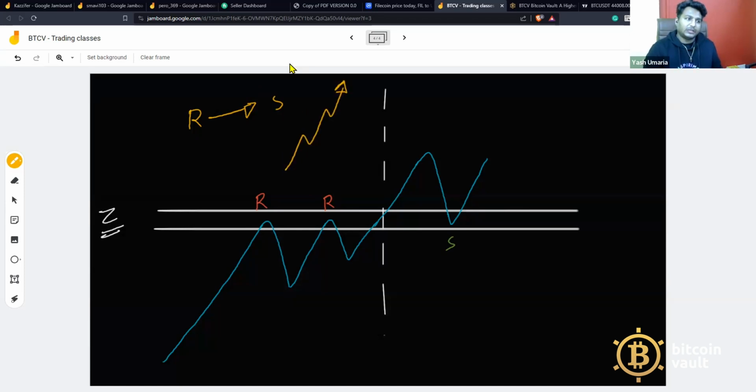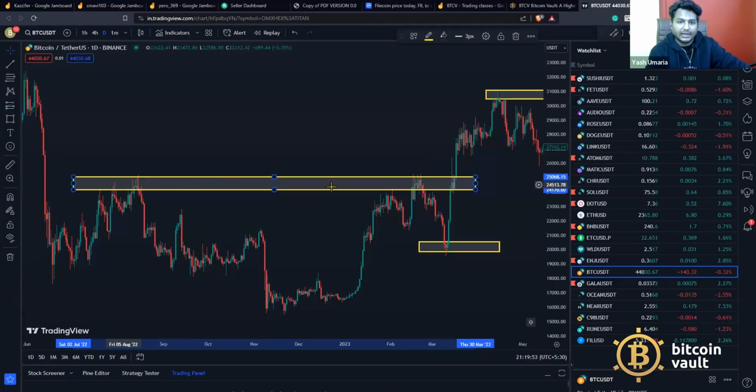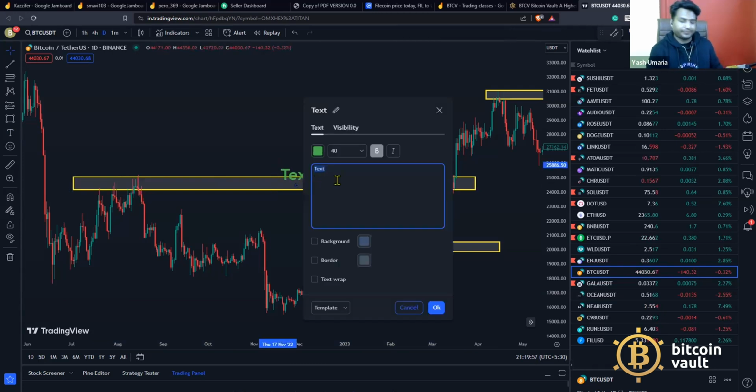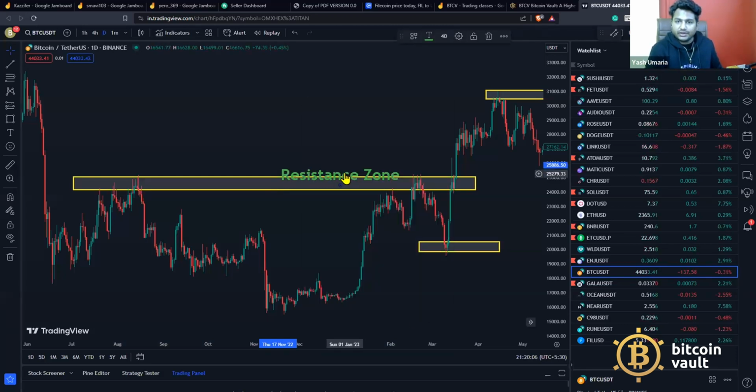Let me explain once again. A resistance zone will convert into a support zone if the market is moving in the upward direction. Let me show you an example of this. Now see, a resistance zone, correct? This is a resistance zone.